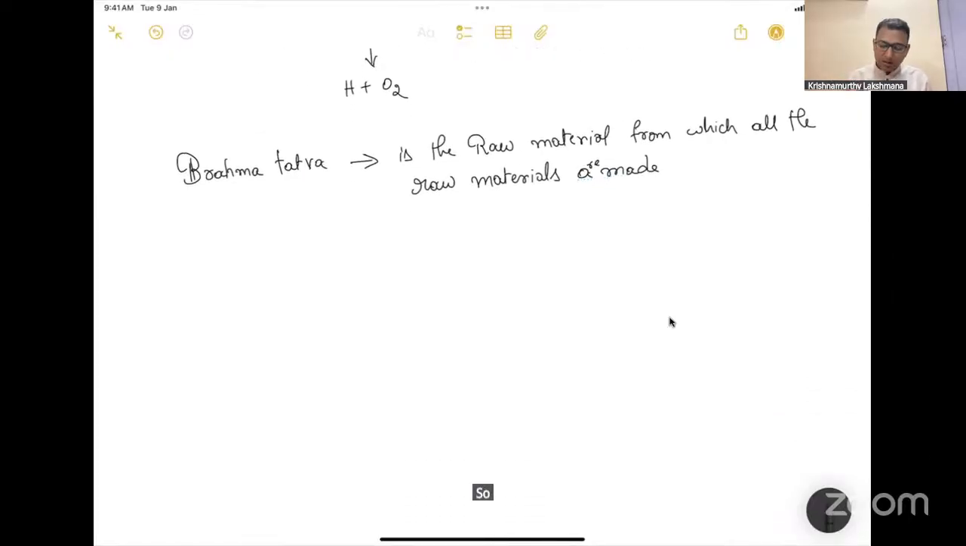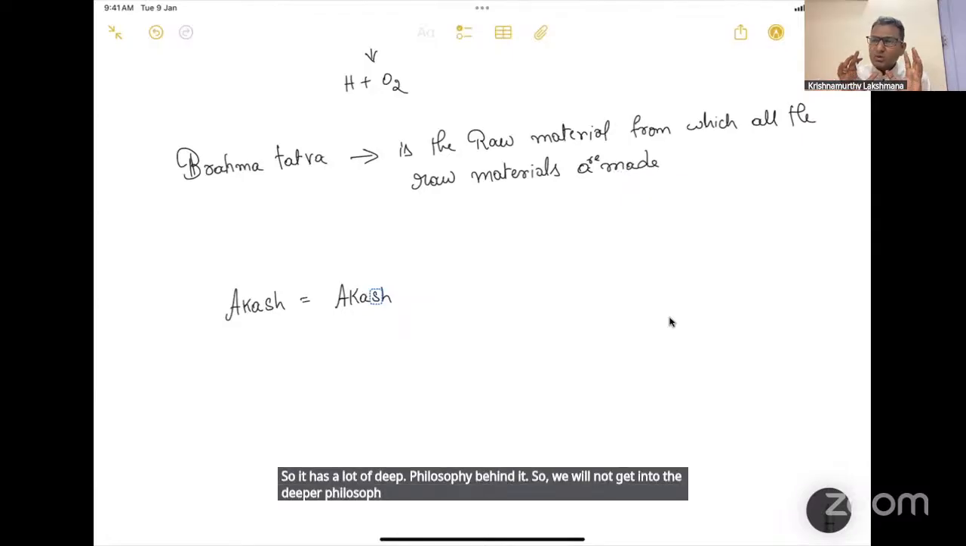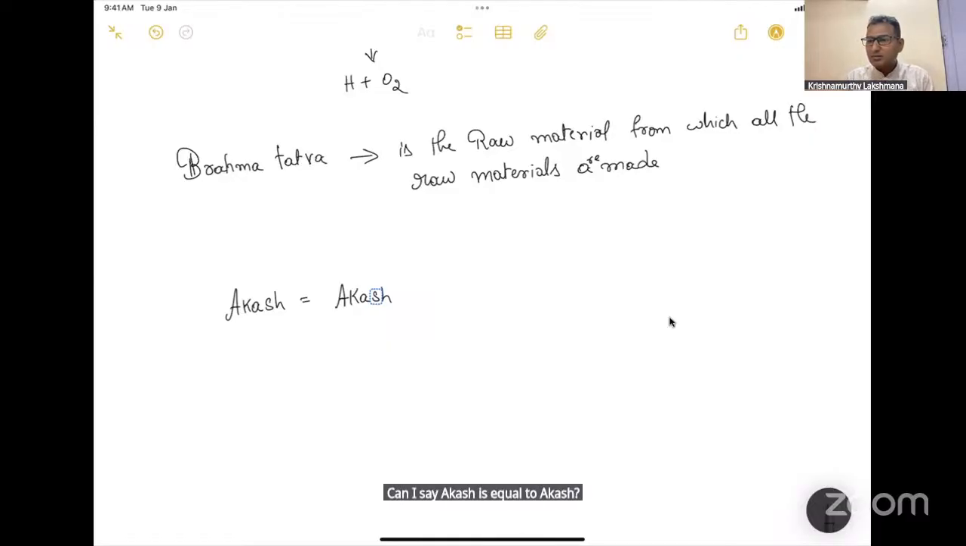So here, first we will take Akash. So Akash is Akash. It has a lot of deep philosophy behind it, so we will not get into the deeper philosophies of it. You just take Akash is equal to Akash. Can I say Akash is equal to Akash? Yes, sir. Right. Akash is equal to Akash.